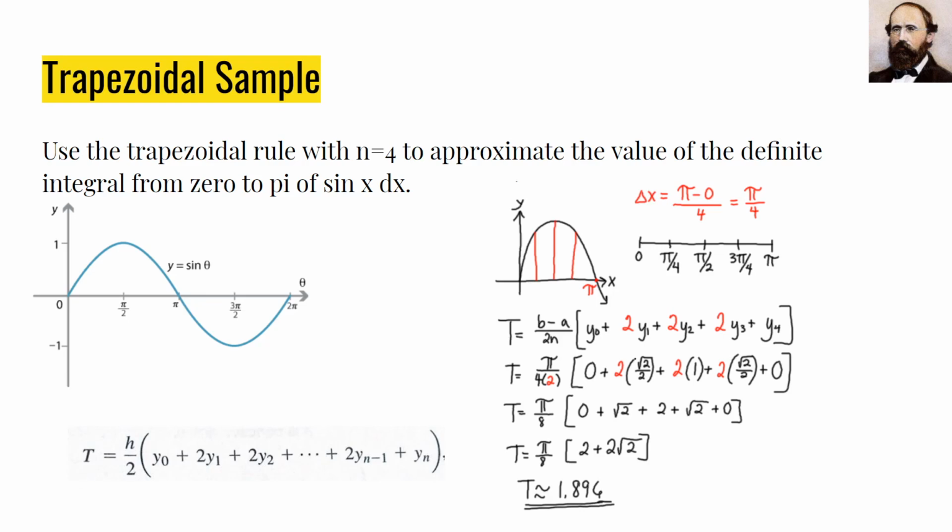And then my y0, of course we know that the sine of 0 is going to be 0. And then all the way at the end, my y sub n, we know that the sine of pi is also 0. And everything in between, we do 2 times y1, which is sine of pi over 4, so we get radical 2 over 2. And then we do 2 times the sine of pi over 2, which is just 1, so we have that 1 there. And then we have 2 times the sine of 3 pi over 4, which is radical 2 over 2. And once you end up doing all the work, you end up with pi over 8 times 2 plus 2 radical 2, which approximates to 1.896.